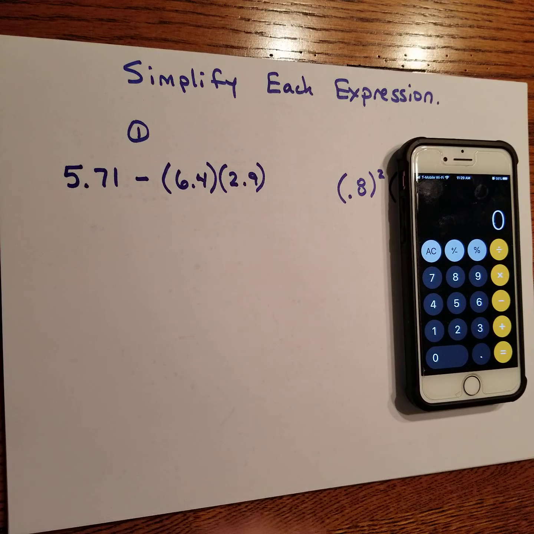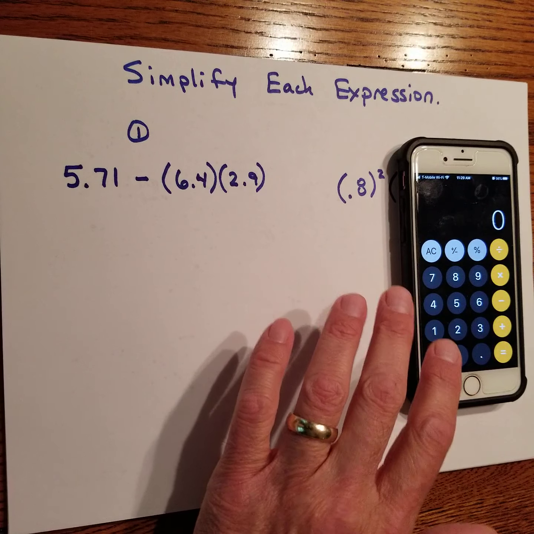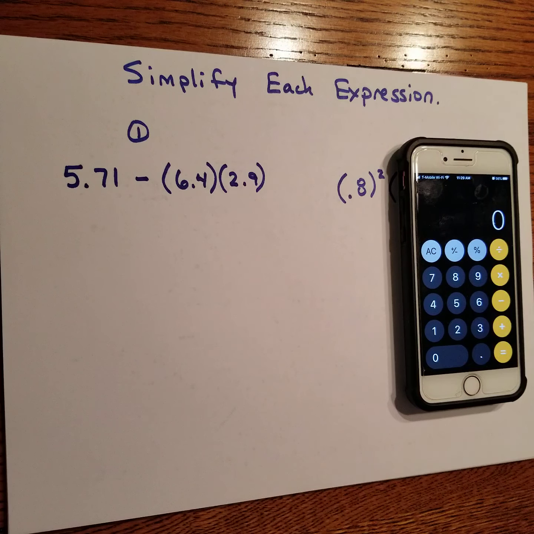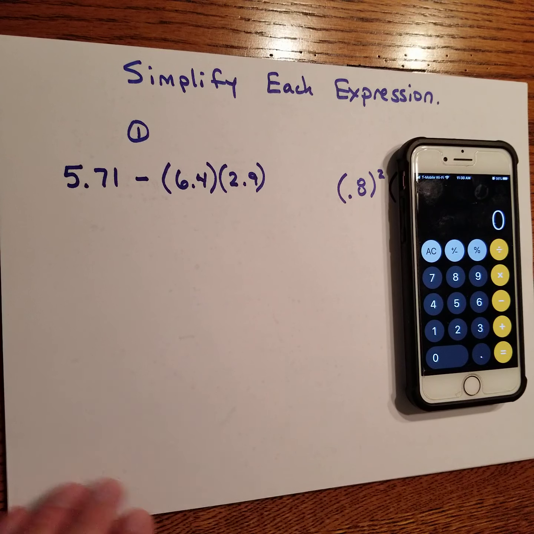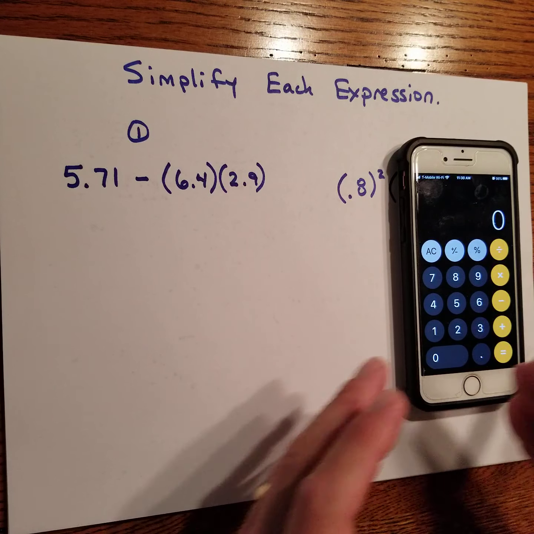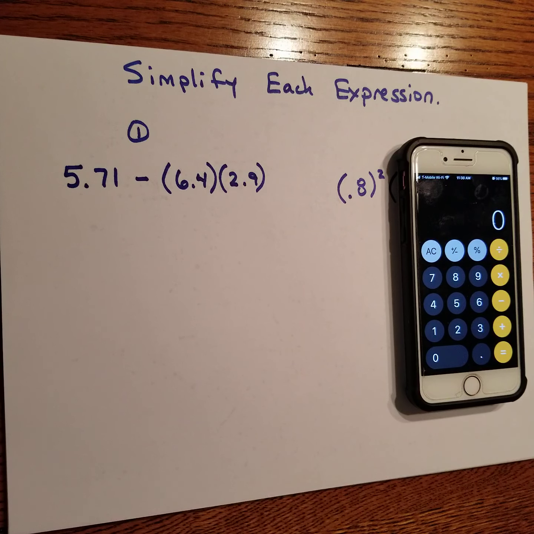Now it would be tempting to just type this in on the calculator, get a final answer and write it down. Some calculators are better at that than others. But that's not the point of an algebra class. In an algebra class, showing the work is the most important thing. Using the calculator just makes the computation easier.